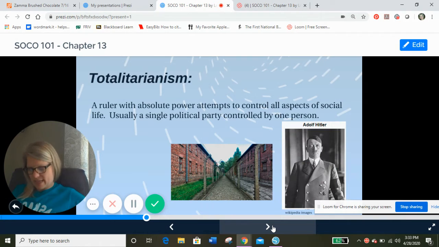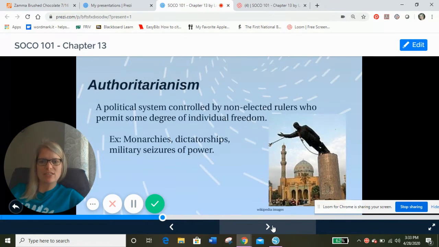So then the next level, I'm going to skip forward just a minute. Let's talk about authoritarianism, which is the next step over. It's a political system controlled by non-elected rulers who permit some degree of individual freedom. Some examples would be monarchies, dictatorships. If you've ever heard about military seizures of power, they're not elected people. They're appointed, or they just take over a society or a nation state, but they do permit some degree of individual freedom. So our book says that Cuba, when it was ruled by Fidel Castro, was an example of an authoritarian society.